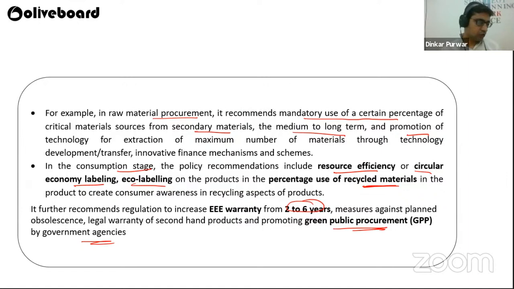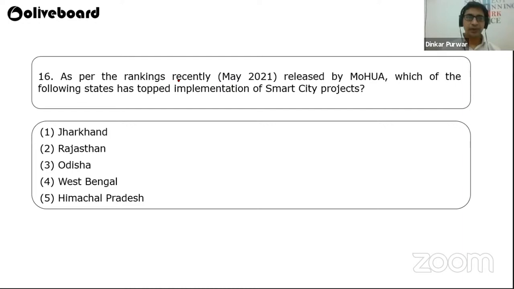Question number 16 is: as per the ranking recently released in 2021 by the Ministry of Housing and Urban Affairs, which of the following states has topped the implementation of the smart city project? Jharkhand, Rajasthan, Odisha, West Bengal, or Himachal Pradesh?